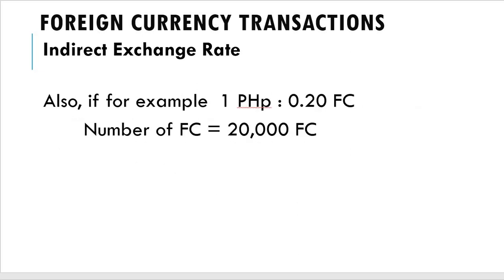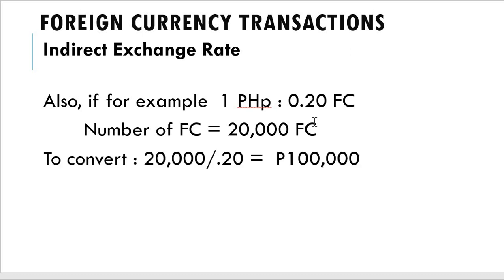So, also, say for example, pag 1 Philippine peso is equal to 0.20 foreign currency. So, this is an example of an indirect exchange rate. Okay? Since 1 Philippine peso could acquire 0.20 foreign currency. And also, assuming we still have 20,000 foreign currency, to convert that into peso, it's actually 20,000 divide the indirect exchange rate, which is 0.20. So you do have 100,000.